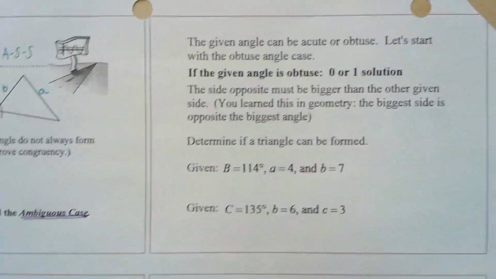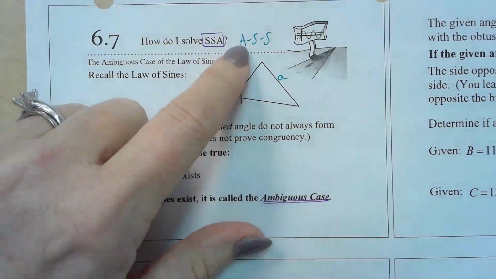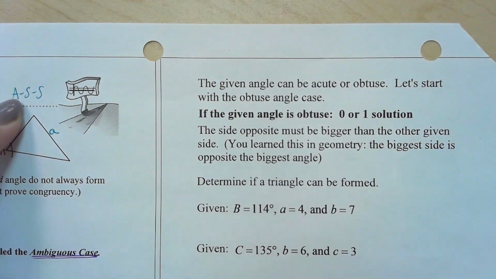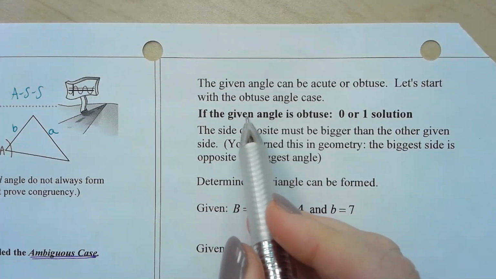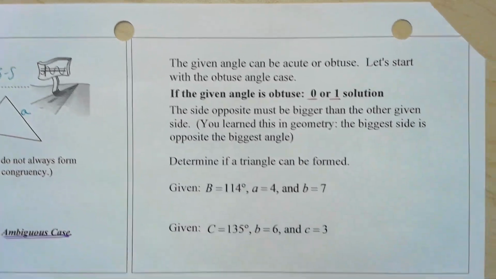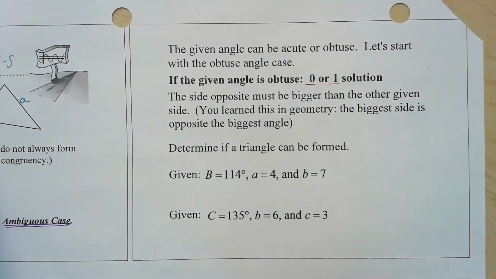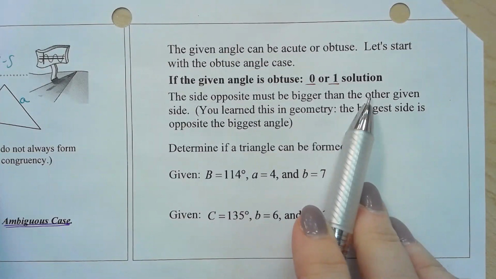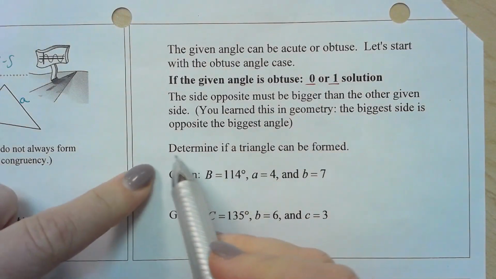All right, so here's the thing. If we're given angle, side, let's talk about the angle that we're given. That given angle is either going to be acute or obtuse, because if it's 90 degrees, we are not using the law of sines. We're using Pythagorean theorem, SOHCAHTOA. So we're going to start with the geometry kind of case, which is the obtuse angle. If the one angle that you're given is obtuse, we either have 0 or 1 solution. And that makes sense to us: the side across from that obtuse angle has to be the biggest side. We already know that.